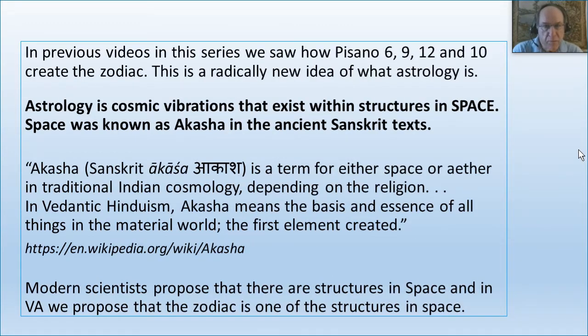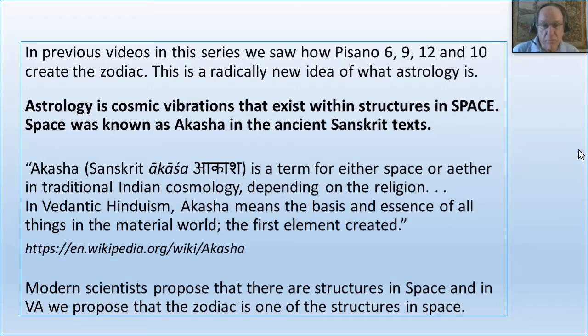So in the previous videos in this series, parts 1, 2, and 3, we saw how Pisano 6, Pisano 9, Pisano 12, and Pisano 10 create the zodiac. That these Pisano periods actually create the zodiac. And this is a radically new idea of what the zodiac is and how astrology works.